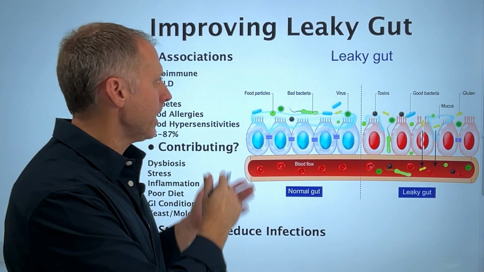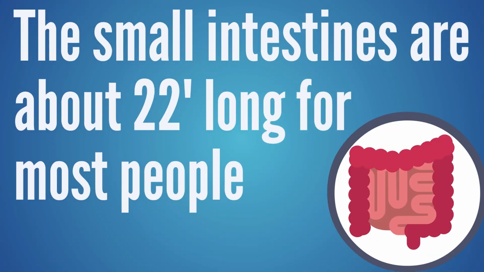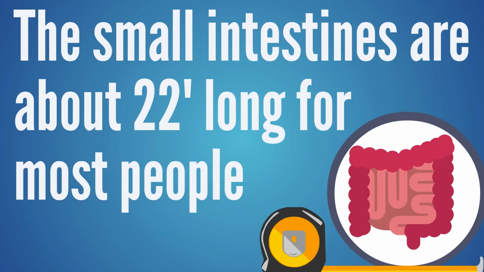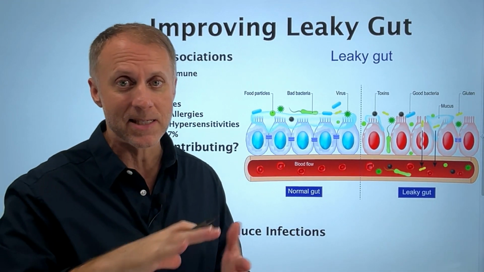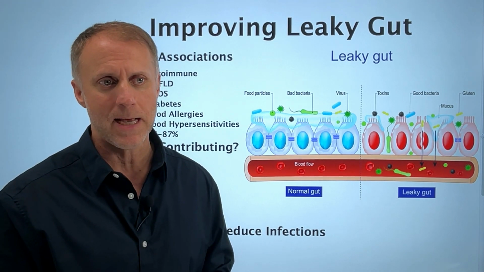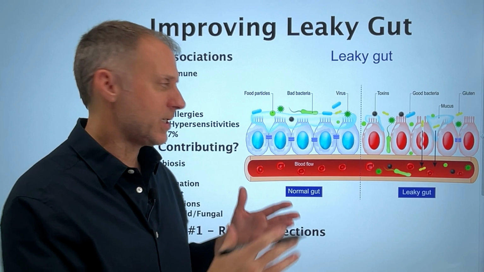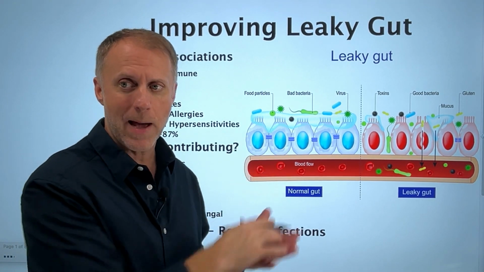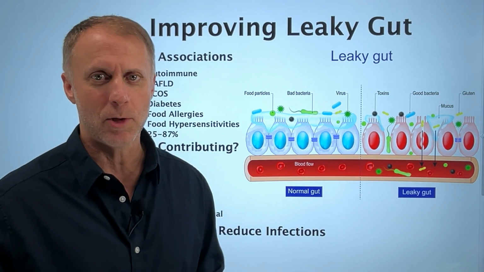So when we're looking at leaky gut, we need to look at the intestinal tract. And the small intestine is about 22 feet long for most people. And when you look at the absorbable surface area of the inside lining of that small intestine, if you spread it all out, it could cover a tennis court. So this is a really big system in the body that has to be working correctly for you to be able to work your body correctly.